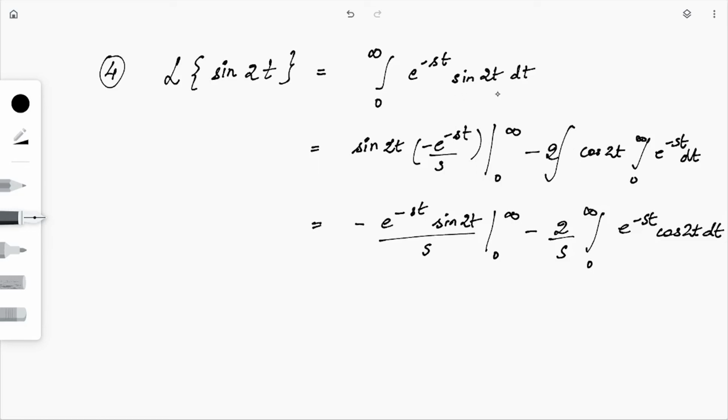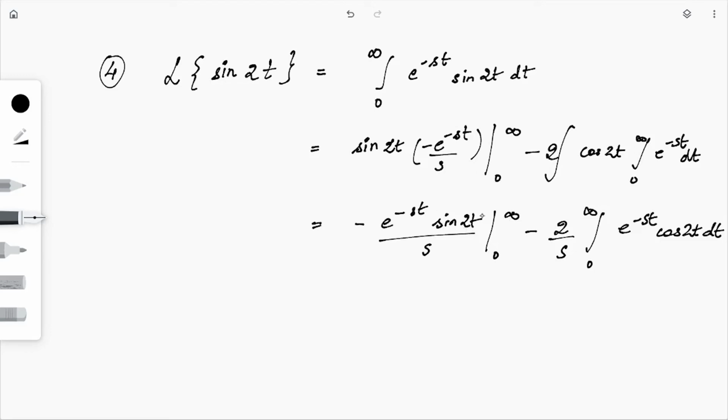There will be an integration of the derivative of the first function. So the derivative of sine 2t is nothing but 2 cos 2t, and into the integral of the second function. So the integral of the second function here is again e raised to minus st by s. So there is another integration, again we have to integrate it. So altogether this is the value that is remaining. Now let us apply the limit in this case.